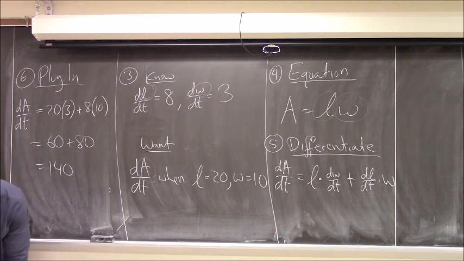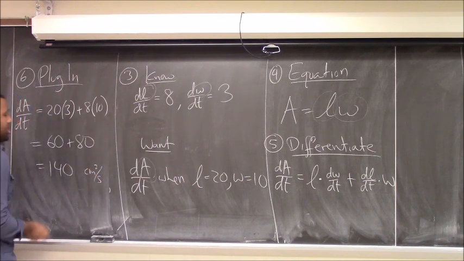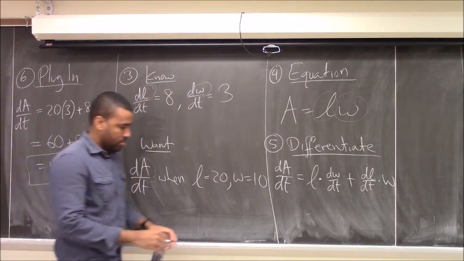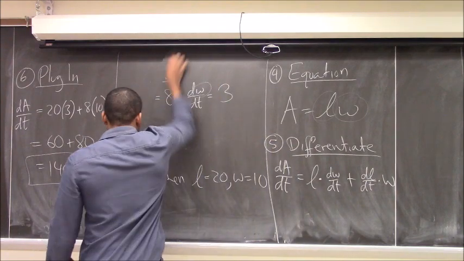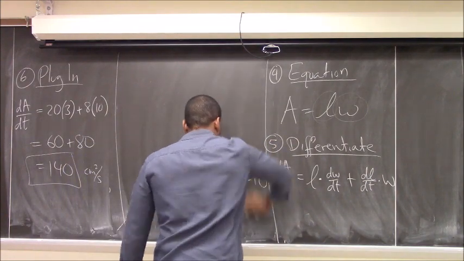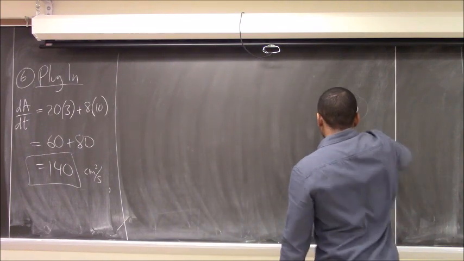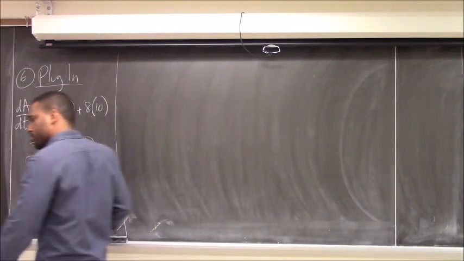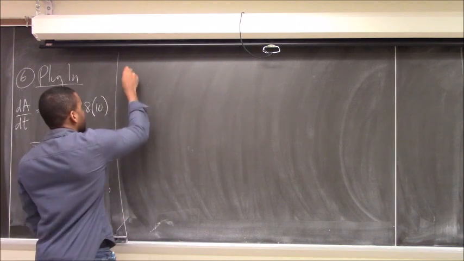Technically this is centimeters squared per second, but as I said, 140 is fine. Units can be very beneficial, but mostly in physics class, because you can always check your answers using units, but here we won't care too much. Are we sort of getting the idea? Let's move on to another example.